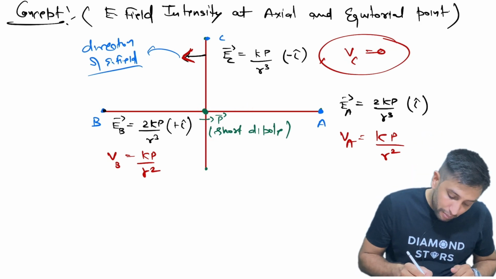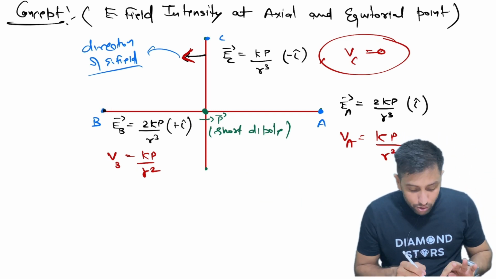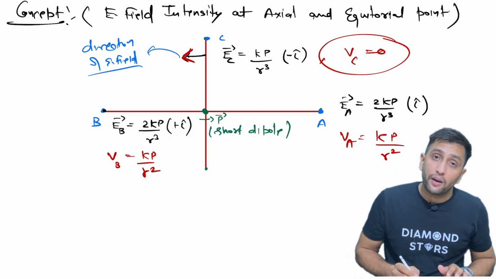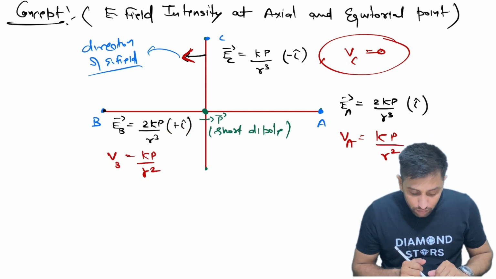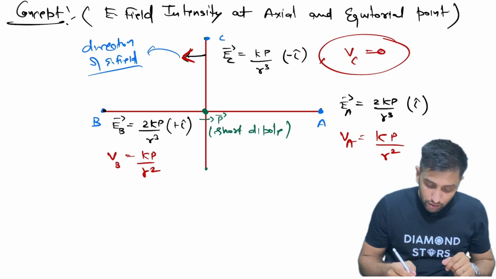Similarly, if the point is here, please don't get confused with this. This will have the direction i cap, the same. And what is r here? This r is the distance. Please let me write this.